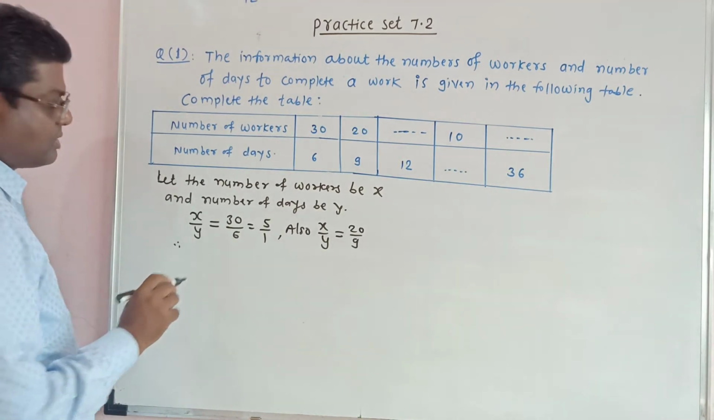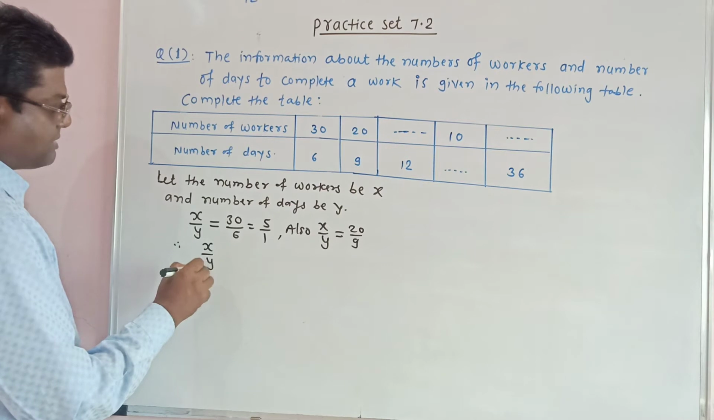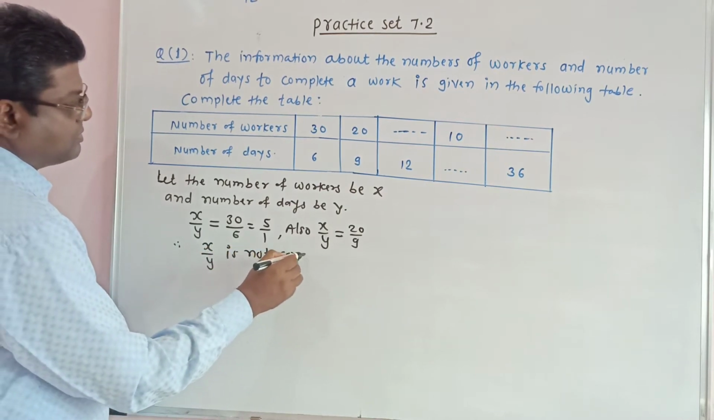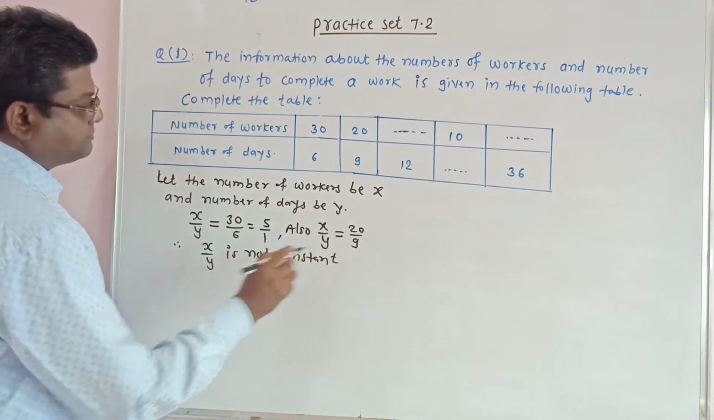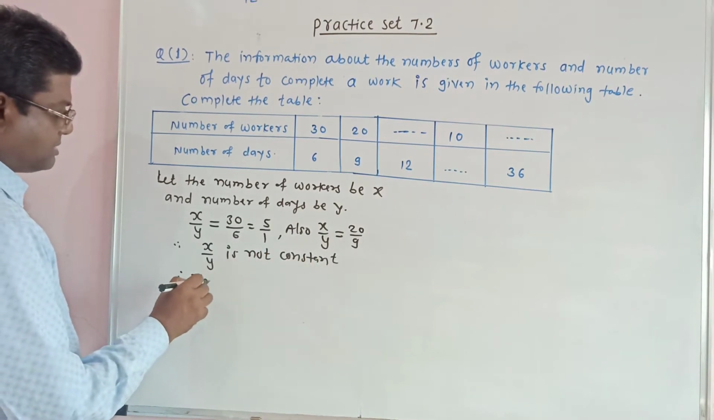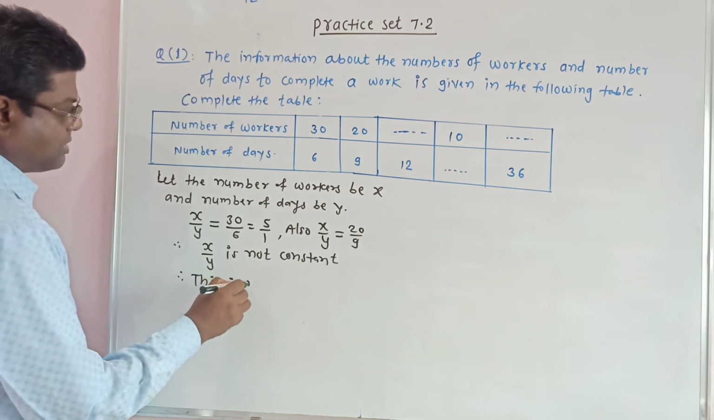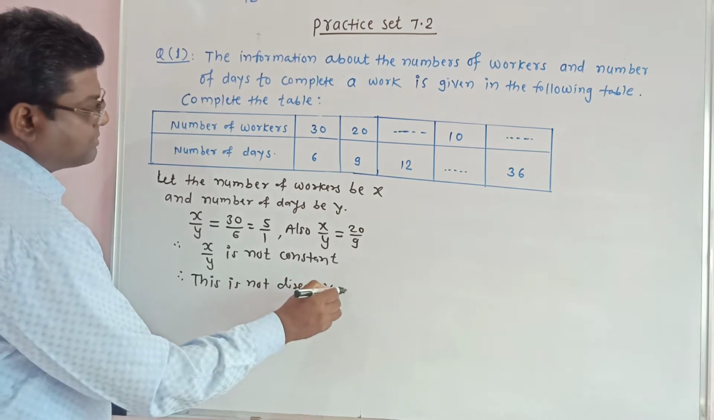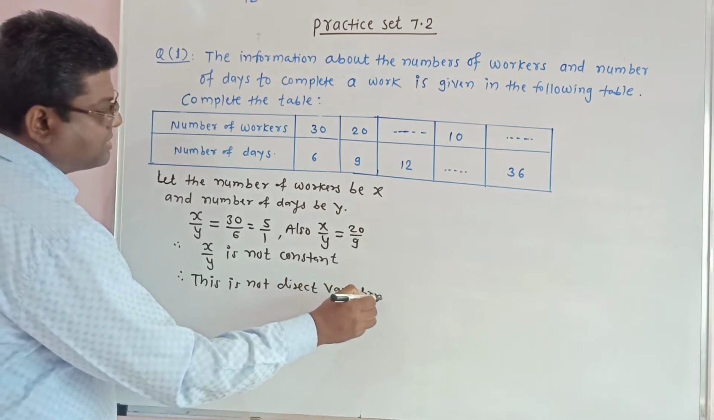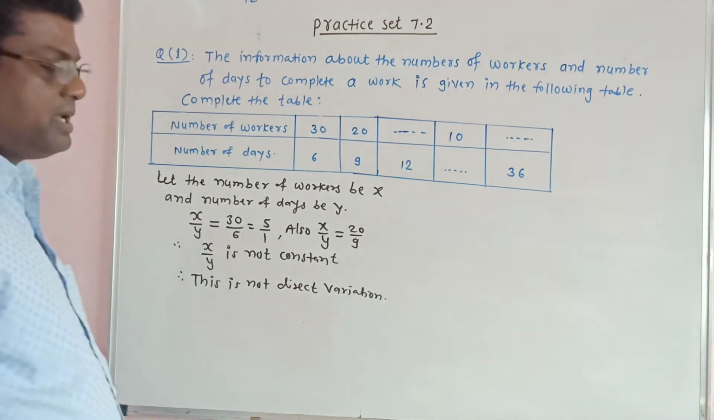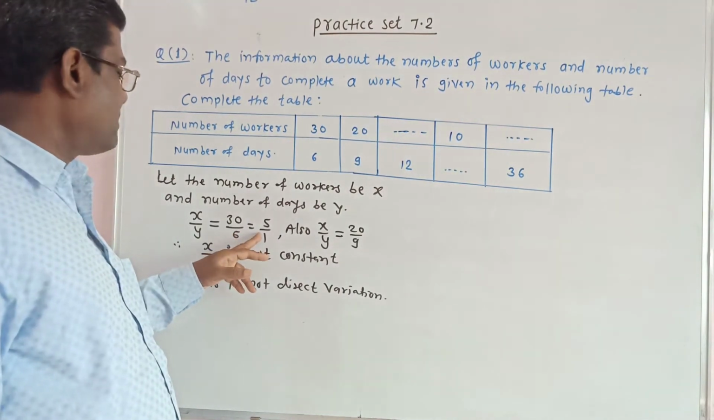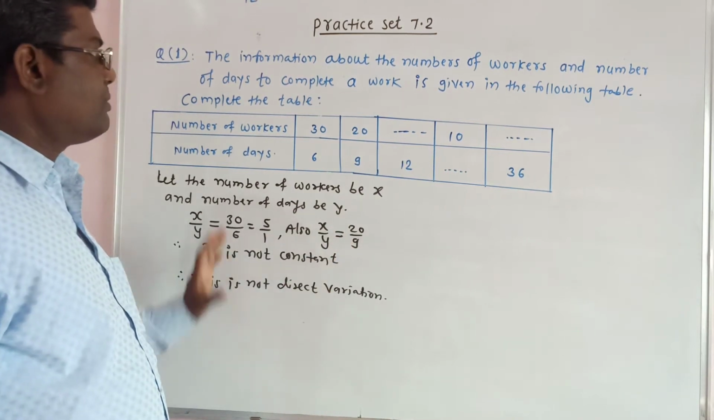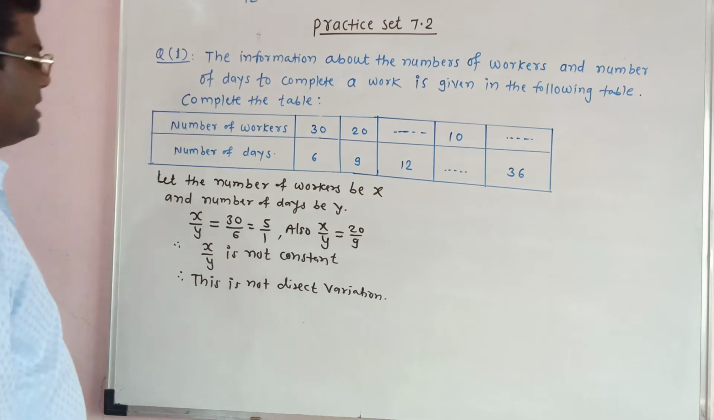Their ratio is not constant. Therefore x upon y is not constant. Therefore this is not direct variation. In direct variation, ratio should be constant, as ratio is different. Here is 5 upon 1 and here is 20 upon 9. Therefore this is not direct variation.